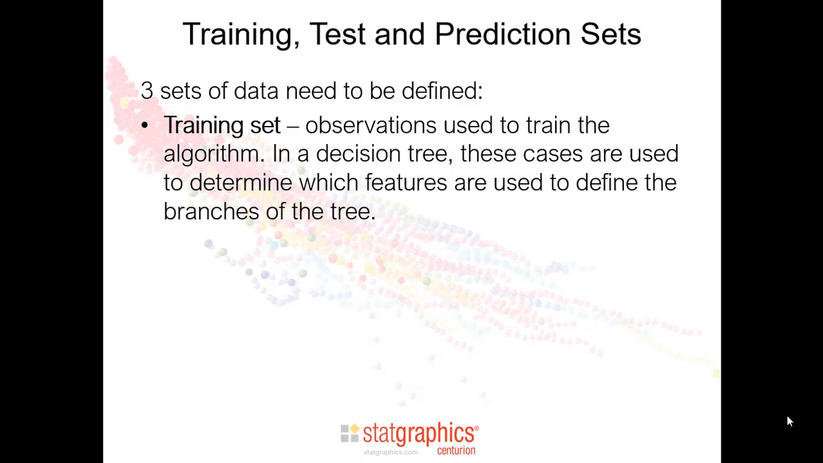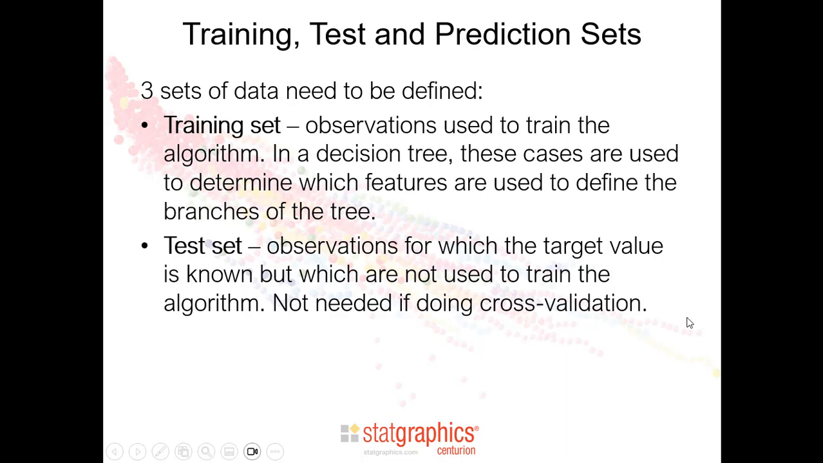When running a supervised machine learning algorithm, you need to define 3 sets of data. The first set is the training set. These are observations that are used to train the algorithm. In a decision tree, training means determining which features are used to define each branch of the tree.